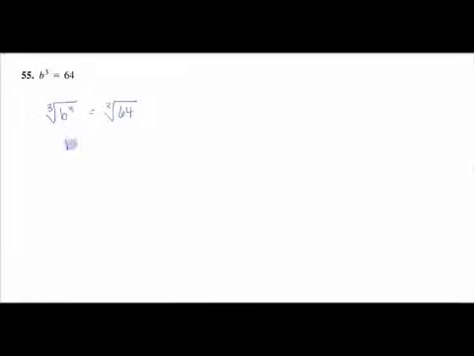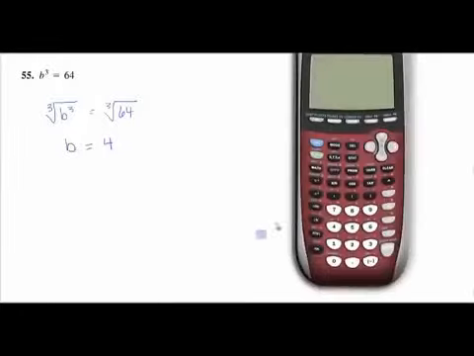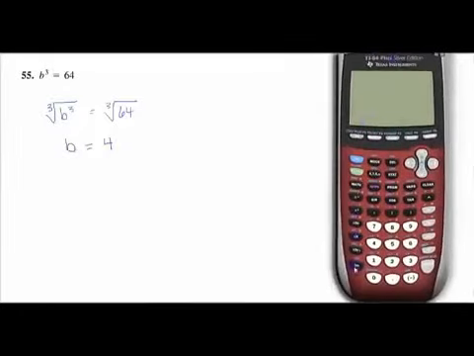So I have here a b on the left. The cube root of 64 is 4. You can show this on the calculator. Remember that your cube root is in the math button. For my calculator, it's option 4. We're taking the cube root of 64 and we get 4.